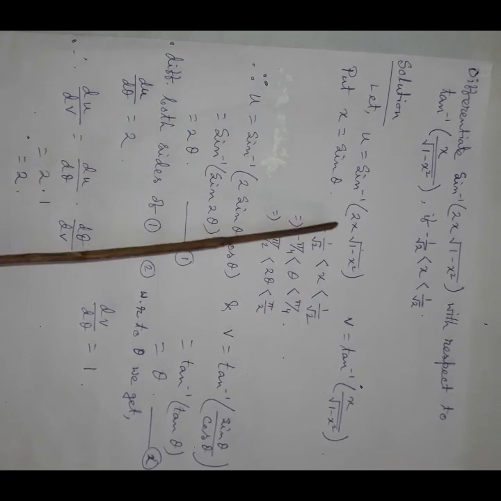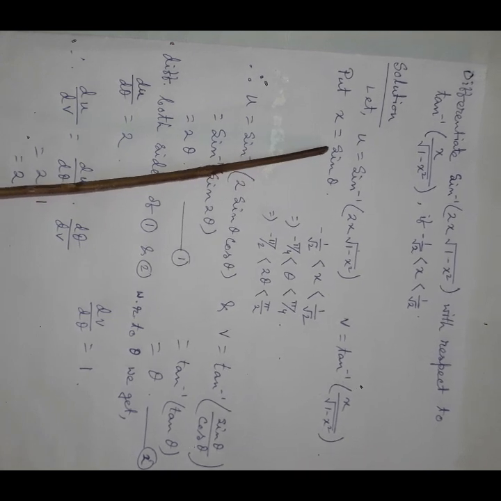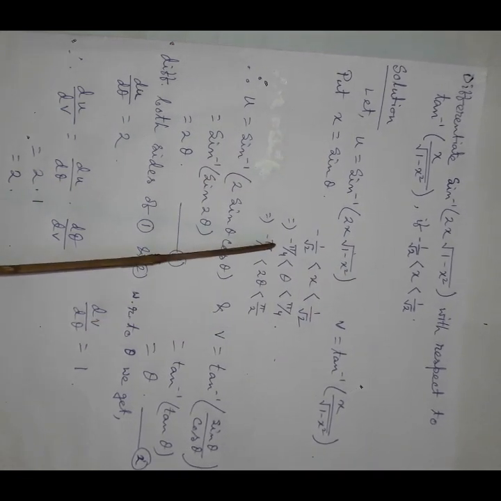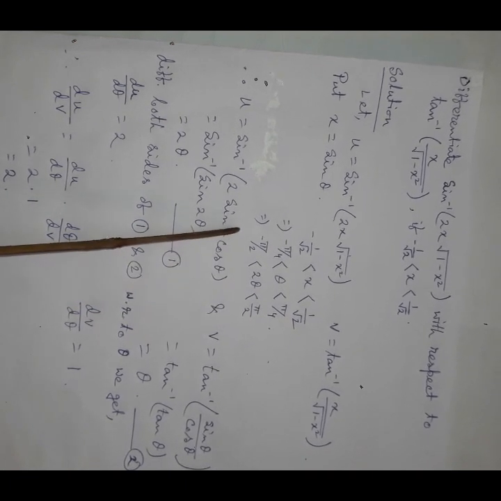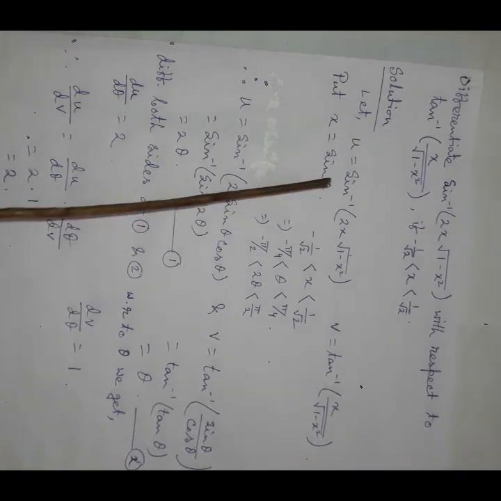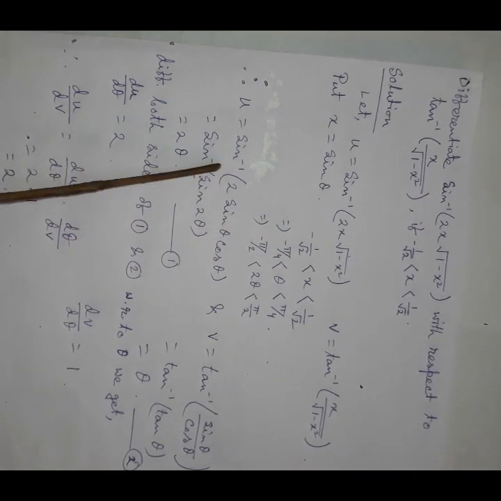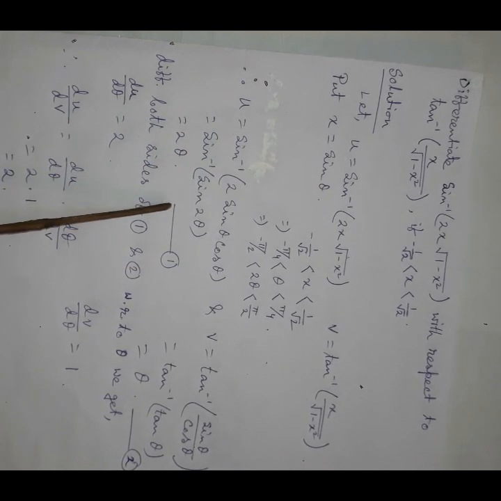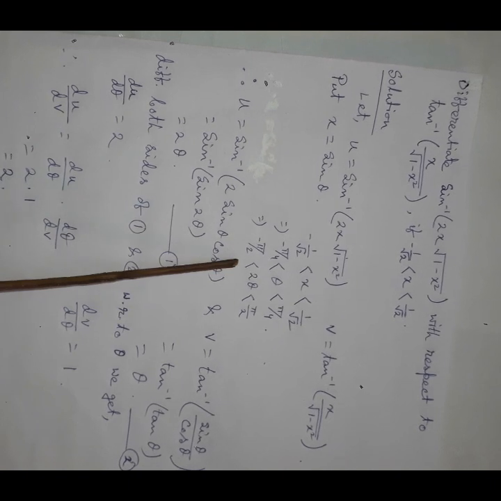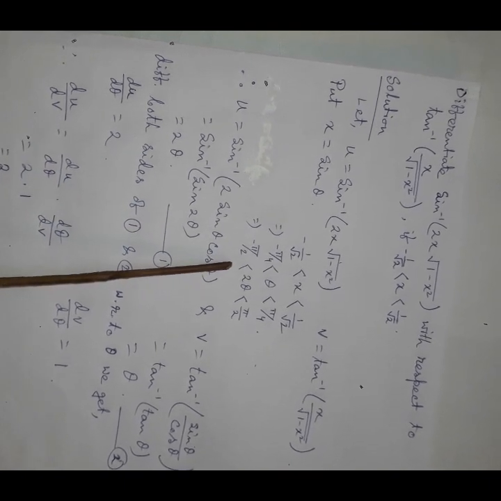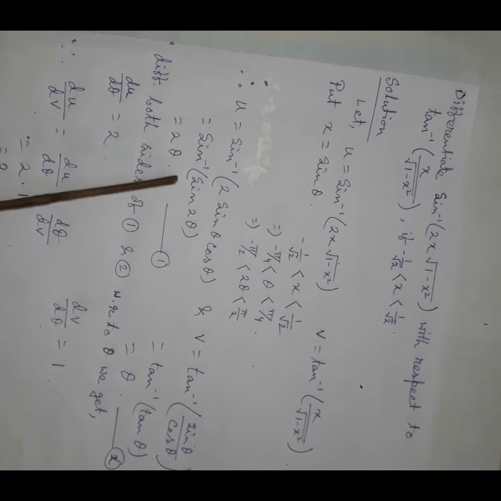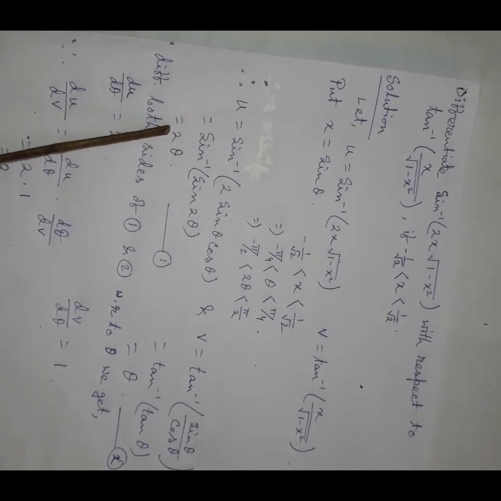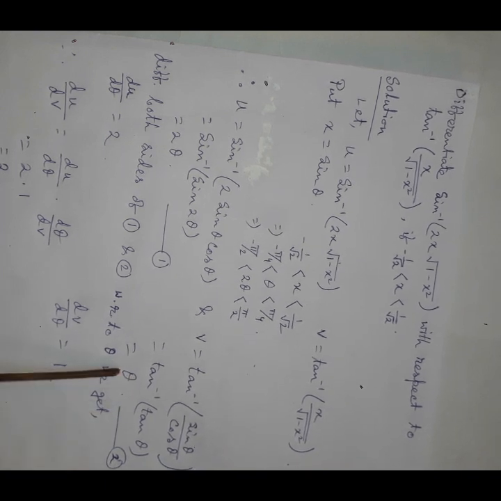So put x is equal to sin theta. If x is equal to sin theta, then theta is greater than minus pi by 4 and less than pi by 4. That means 2 theta is greater than minus pi by 2 and less than pi by 2. So u will be sin inverse of 2 sin theta cos theta, that is sin inverse sin 2 theta. Now you see this 2 theta belongs to minus pi by 2 to pi by 2, that means in the principal range of sin inverse. So this will be eliminated, u is equal to 2 theta. Similarly tan inverse tan theta, so v is equal to theta.